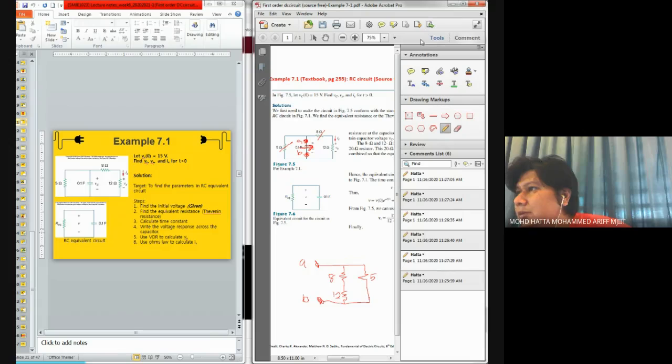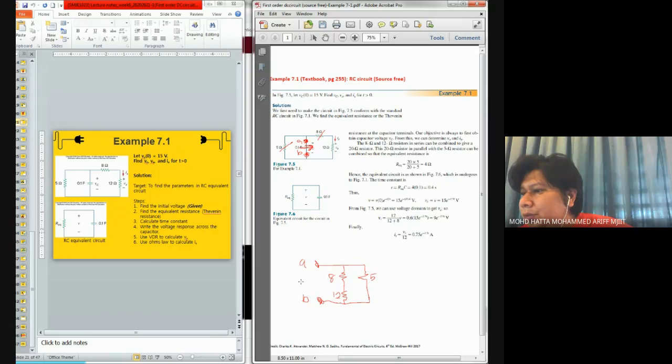From here, if you try to find the resistance looking from terminals A and B, this is R equivalent. It is given by 8 plus 12 in parallel with the 5 ohm resistor. The 8 ohm and 12 ohm resistors in series can be combined to give a 20 ohm resistor. This 20 ohm resistor is in parallel with the 5 ohm resistor and can be combined to give the equivalent resistance. And then you set up this kind of circuit.